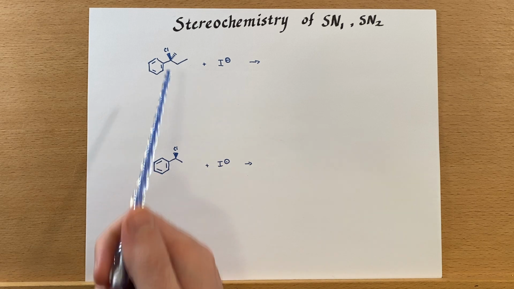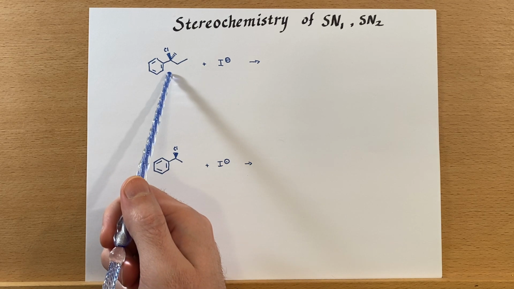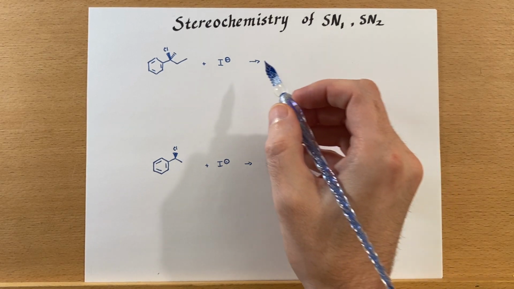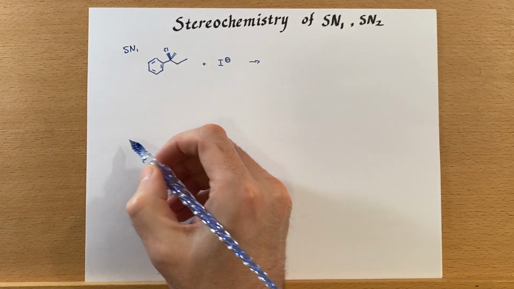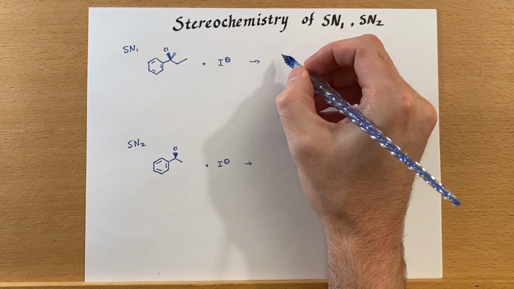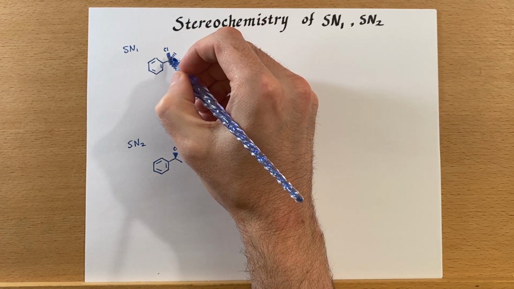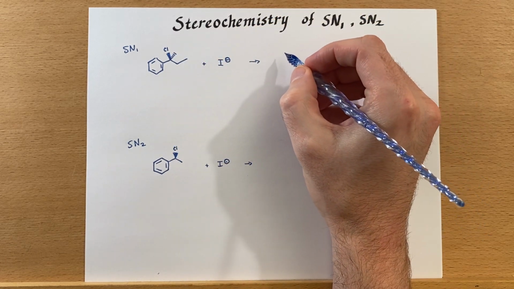So here I've drawn up two chiral starting materials, and we're going to do an SN1 reaction and an SN2 reaction and examine what effect that has on the product. Now, let's look at the intermediate when we're looking at this SN1 reaction. And let's see what that looks like. So the first step in an SN1 is for this chloride to leave, right? So when that leaves, we will get a carbocation.